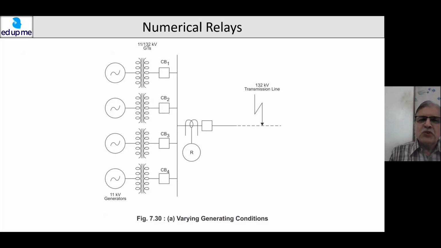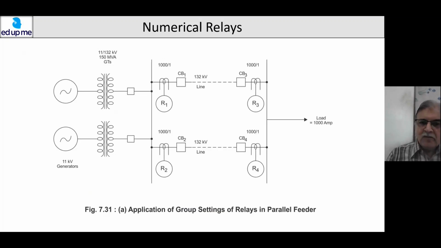Using binary inputs, you can change the configuration of the relay automatically. Automatically means you use the auxiliary switches of the circuit breaker to change the characteristic, the plug setting, the time multiplier setting, whatever the newer condition or requirement, and you will be able to change to a new group of settings. That was not possible in earlier versions.